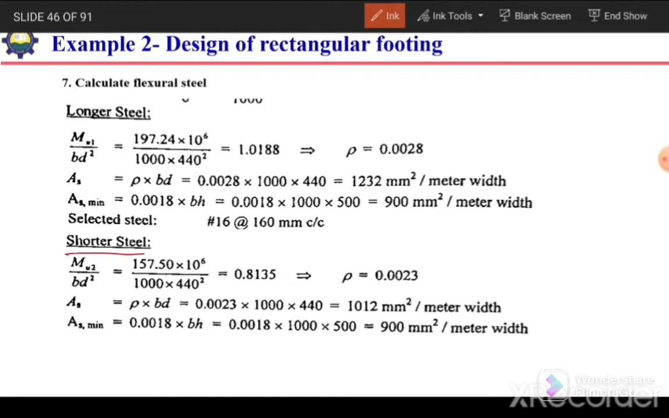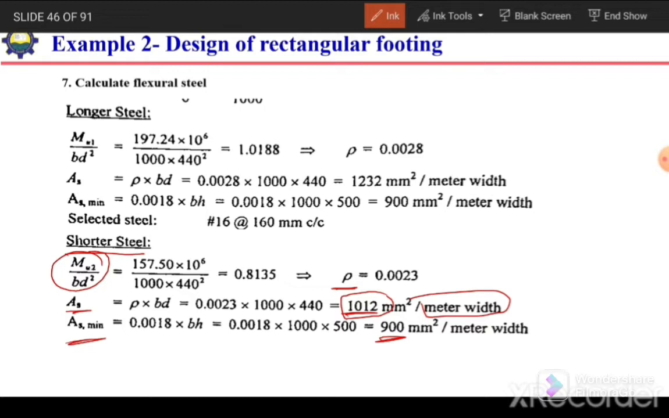Similarly, we need to calculate the reinforcement in the shorter direction, so we need to use Mu of the shorter direction, Mu over bd squared, then we can calculate the rho value, and from this rho we can calculate the area of steel, and this area of steel is again for unit width of the member. And we need to compare it with the A minimum. A minimum is 900, so the calculated area is more than this minimum, so we will use this area.